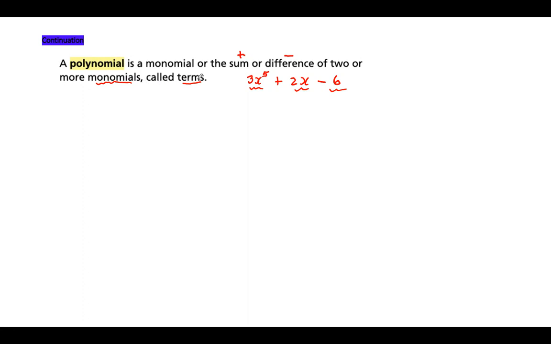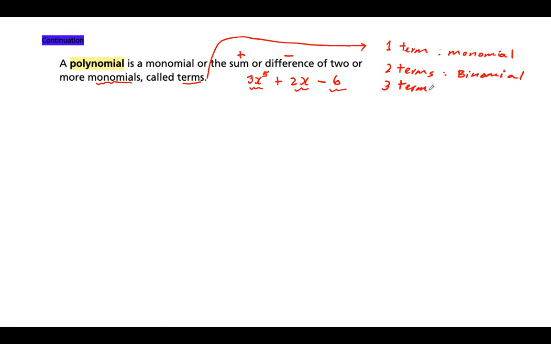According to the number of terms, polynomials receive different names. So one term is already a monomial. So term and monomial mean the same. But what if the polynomial has two terms? In this case, this will be a binomial. This is all review from Algebra 1. And three terms will be a trinomial. So that is important to keep in mind.